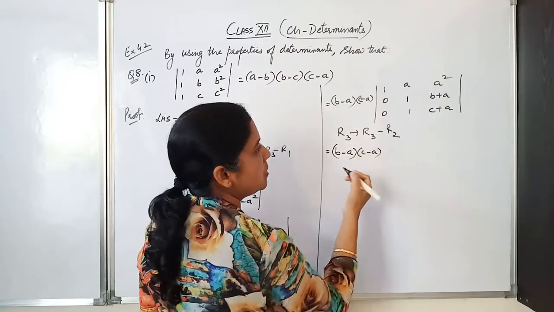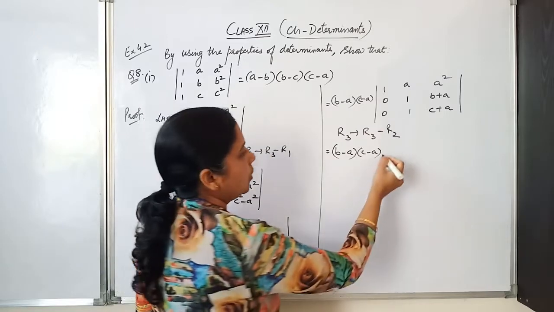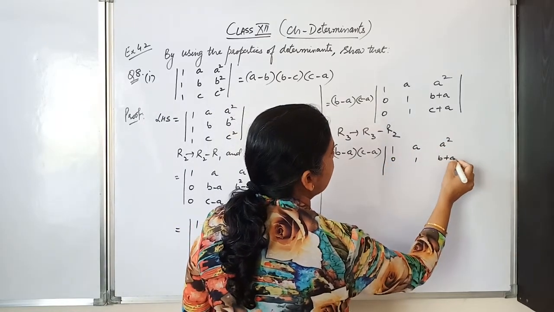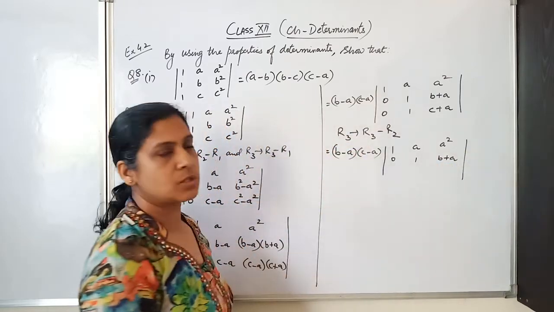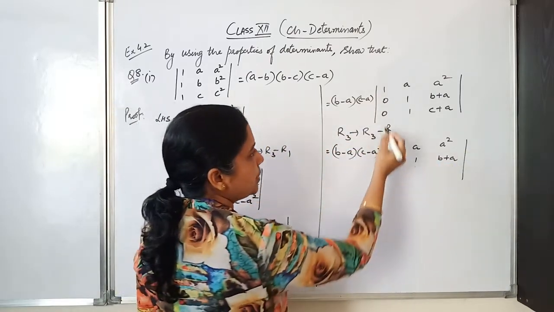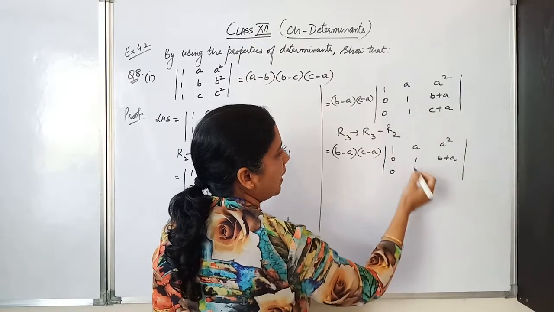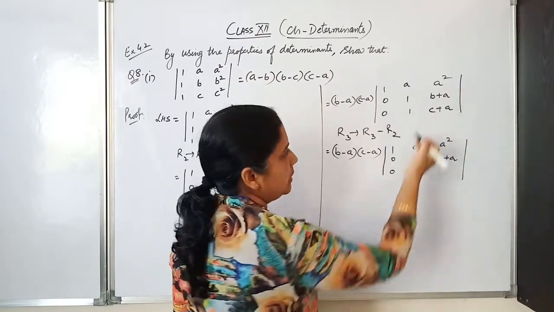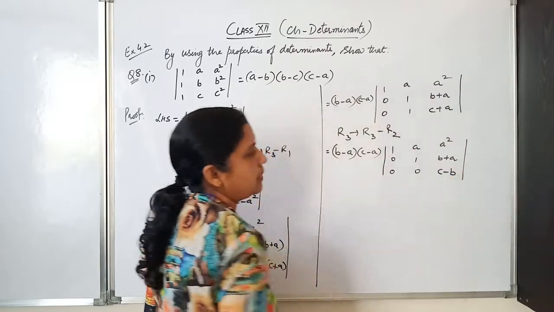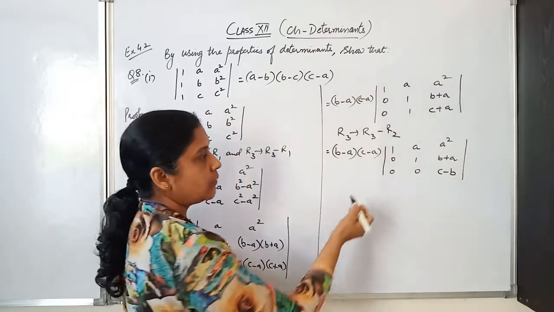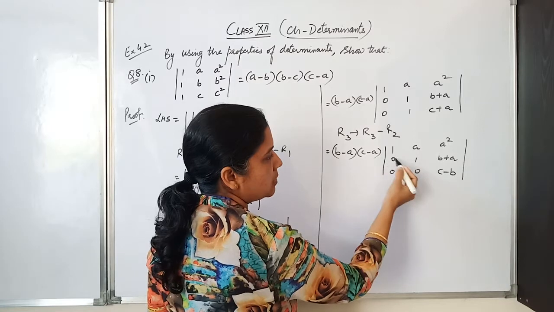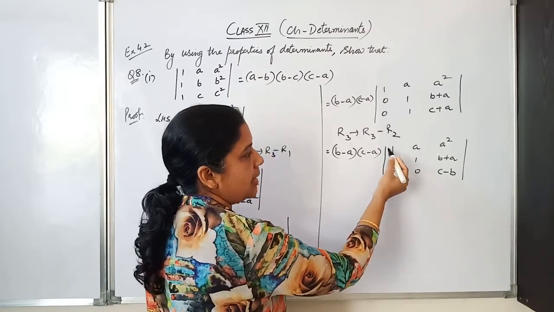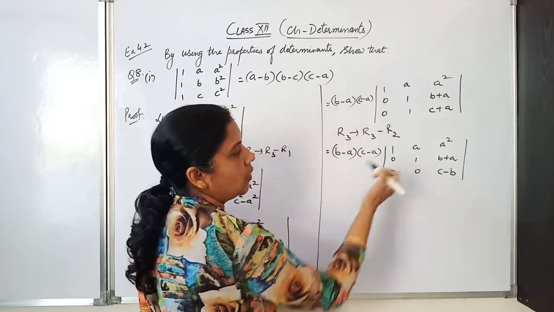B minus A into C minus A as such. No change in first row as well as second row. Only the transformation will take place in the third row. 0 minus 0, 0. 1 minus 1, 0. Here when you subtract, A minus A will get cancelled and you will be left with C minus B only. Now we have such a determinant whose lower triangle consists of all zeros. When I say lower triangle, it means the elements below the diagonal are all 0.